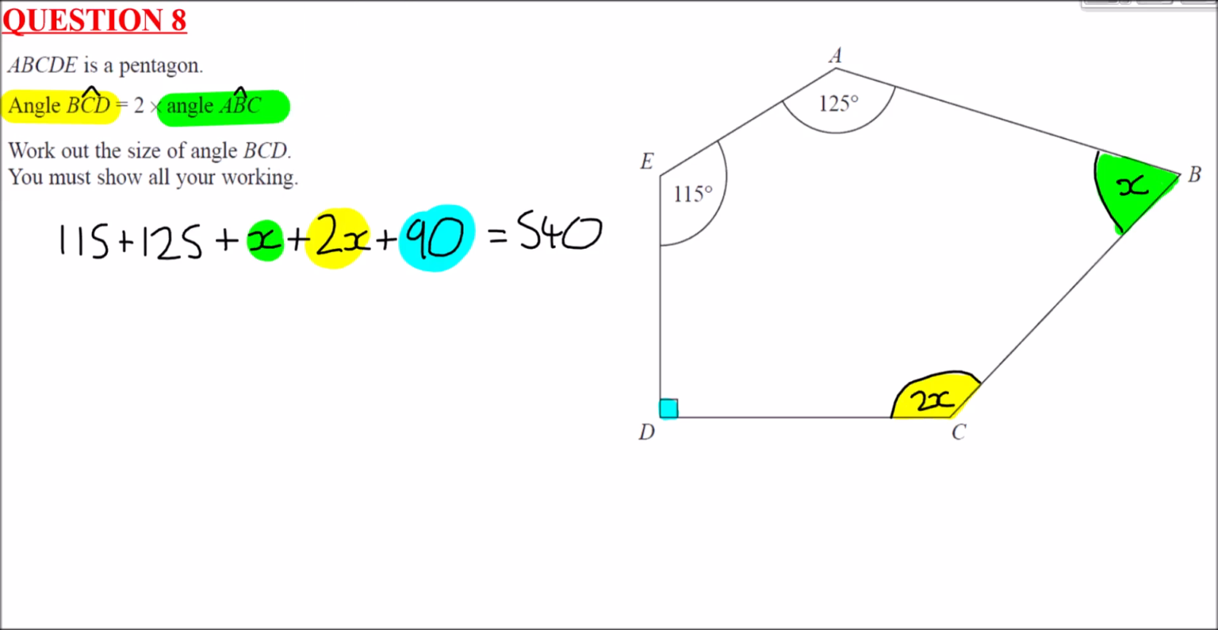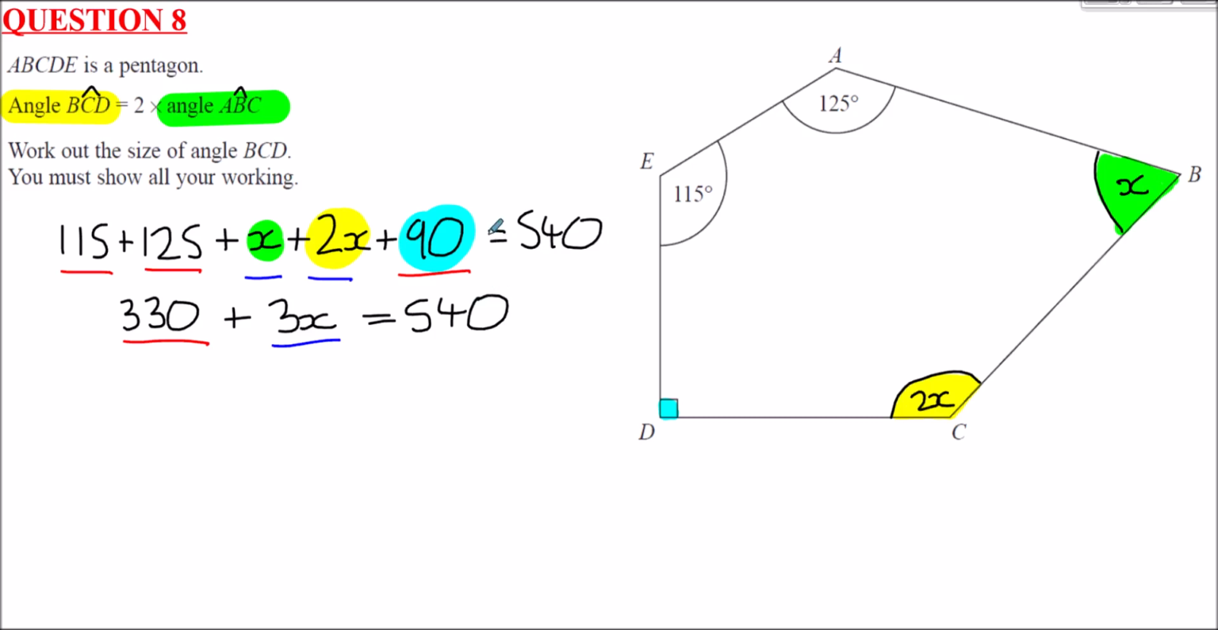So now what I can do is simplify this down somewhat. Sorry, 115 plus 125 plus 90, I mean to say. So that adds up to 330, all these values. That plus that plus that gives 330. X plus 2x gives a total of 3 x's. And that equals, like we said, 540.